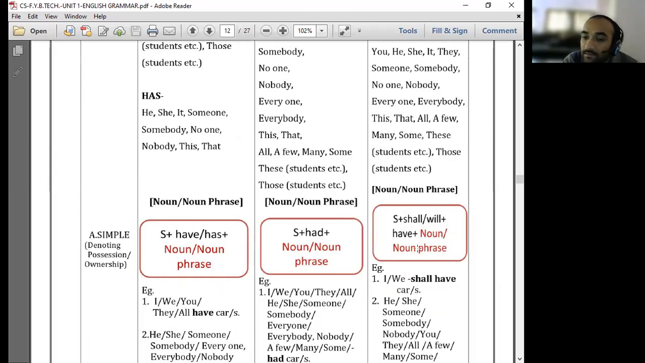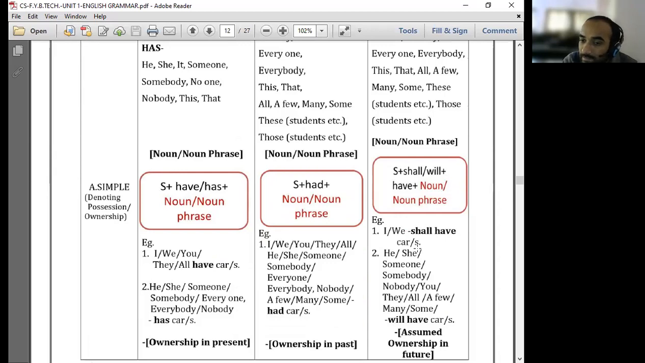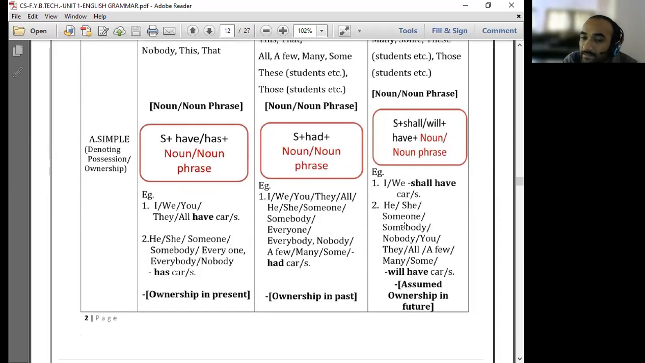This is the structure for the sentence. For example, let's see the example. I shall have car. माझ्याकडं कार असेल in future. Okay. In future, I shall have car. माझ्याकडे कार असेल. We shall have cars. आपल्याकडे कार असेल. कार असतील. We shall have cars. Okay.